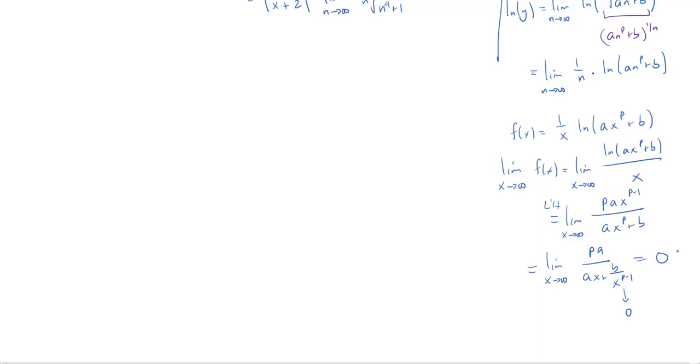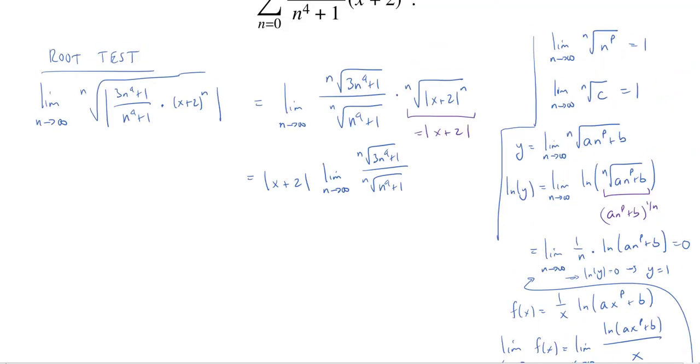Okay, and so this tells us that the limit with just n is also going to be 0. But this limit was equal to ln of y. And so ln of y is equal to 0. And so exponentiating both sides, we get y is equal to 1. Okay, so that's how we can verify this set of rules and extensions of these rules for nth roots, right? Which is going to be really useful for the root test. So each of these pieces is going to go to 1. And so the limit is actually just the absolute value of x plus 2.